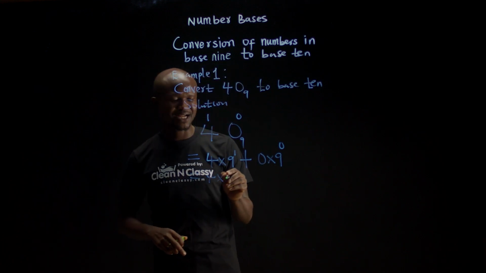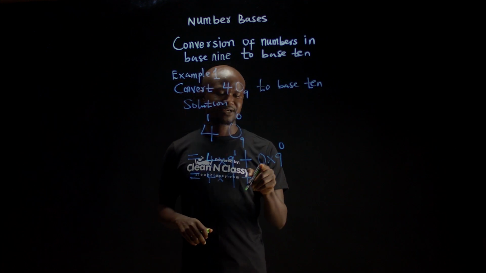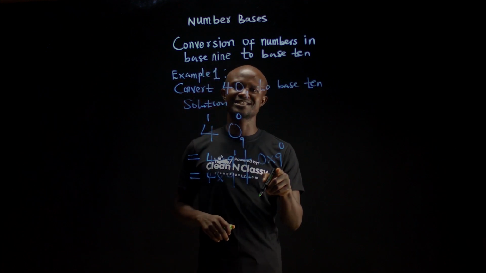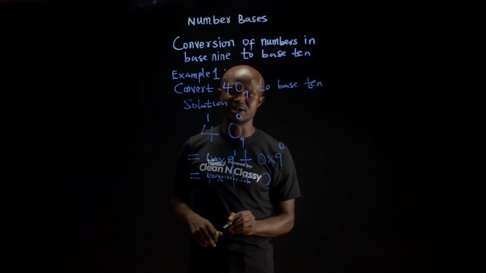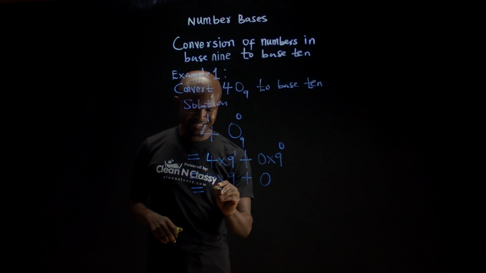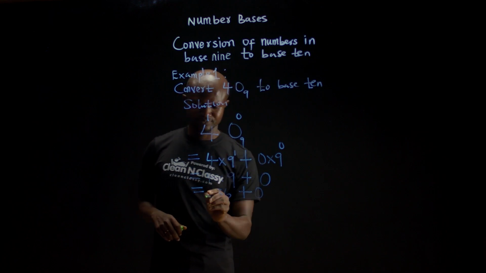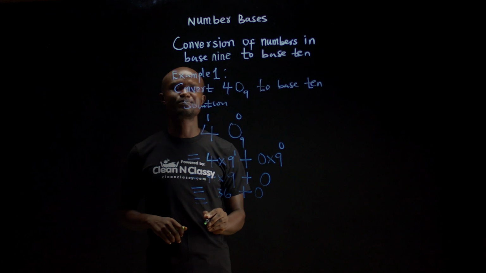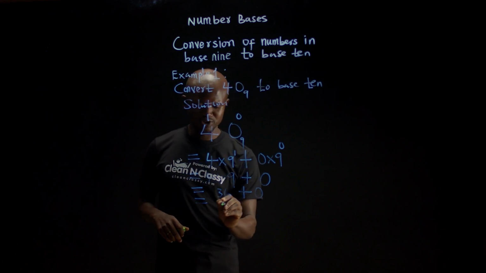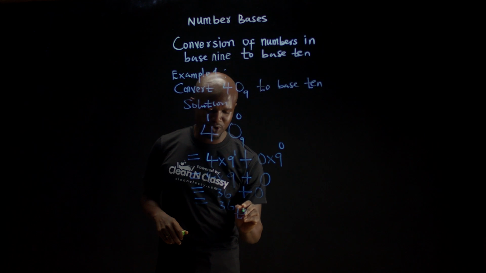9 raised to power 1, that is 9. Then plus, this is a term with 0, so this will become 0. Then 4 times 9 is what? 36. We now have plus 0. So 36 plus 0 will be equal to what? 36. And that's the answer in what?